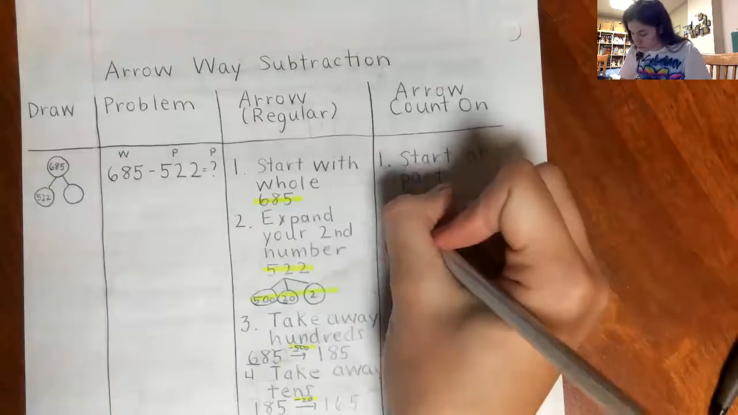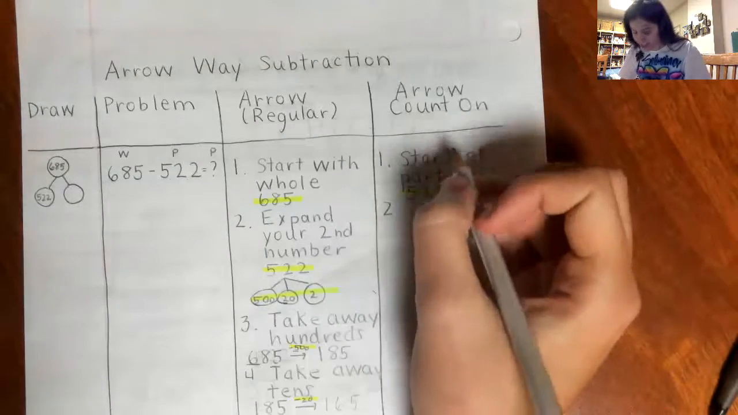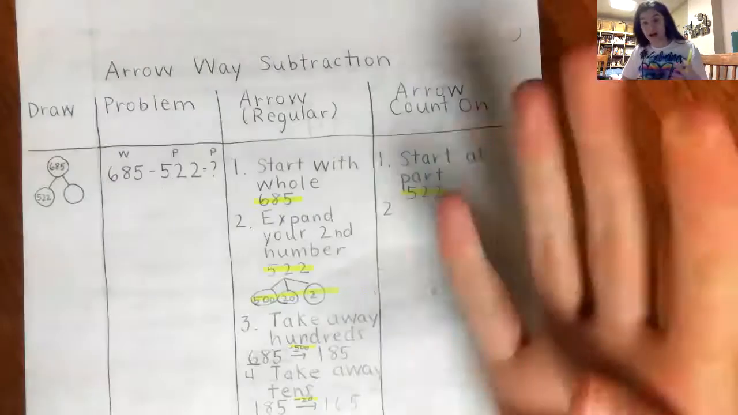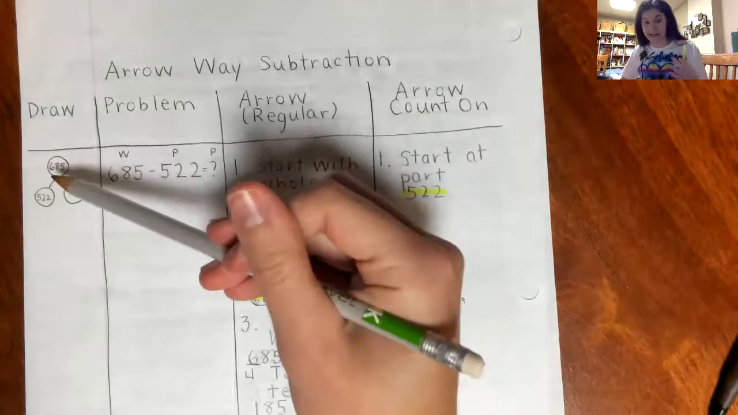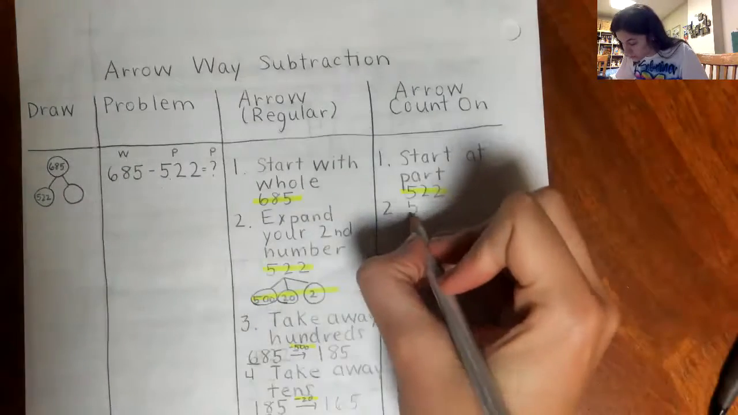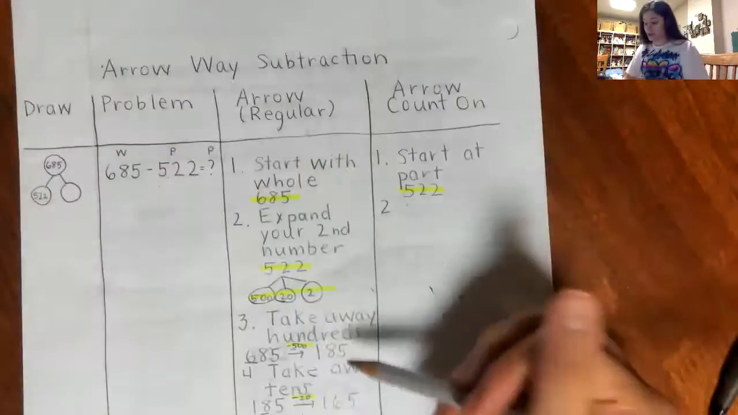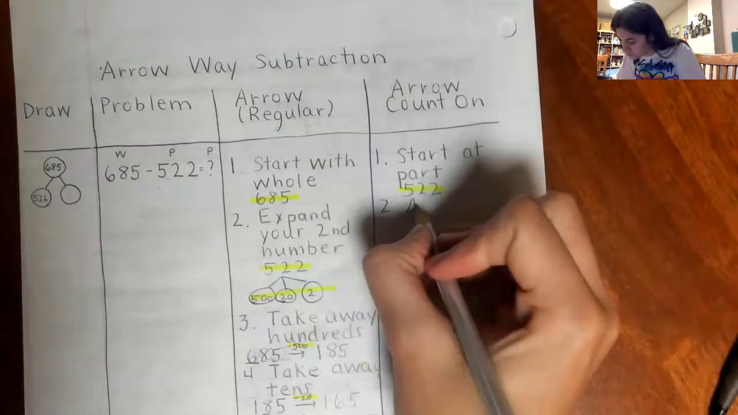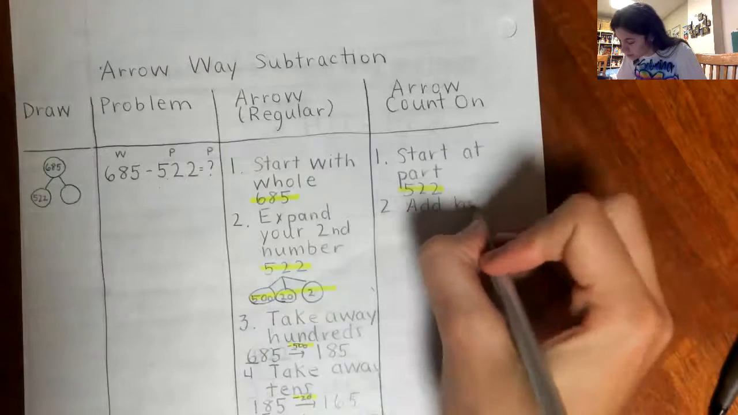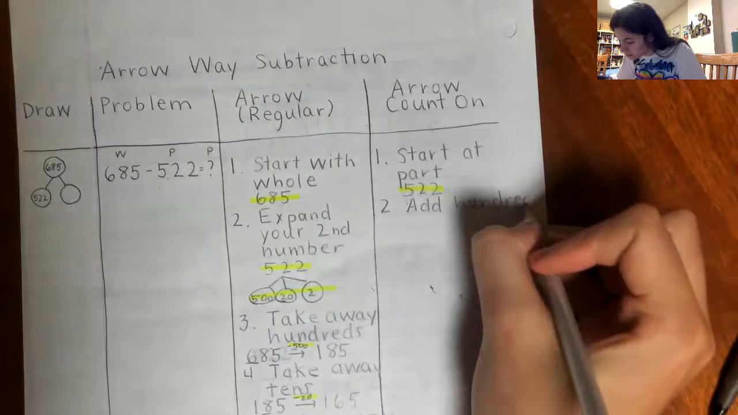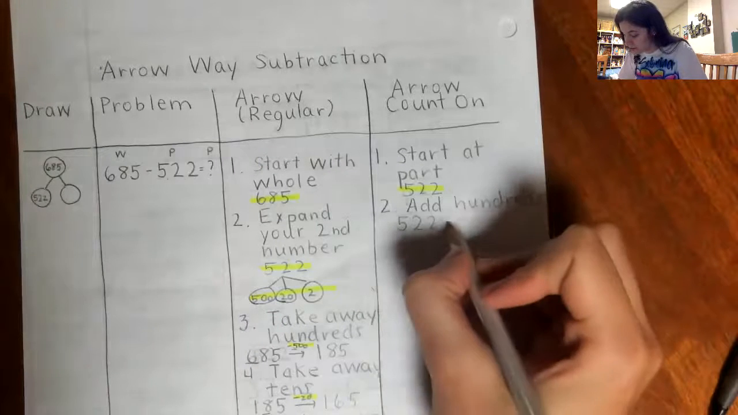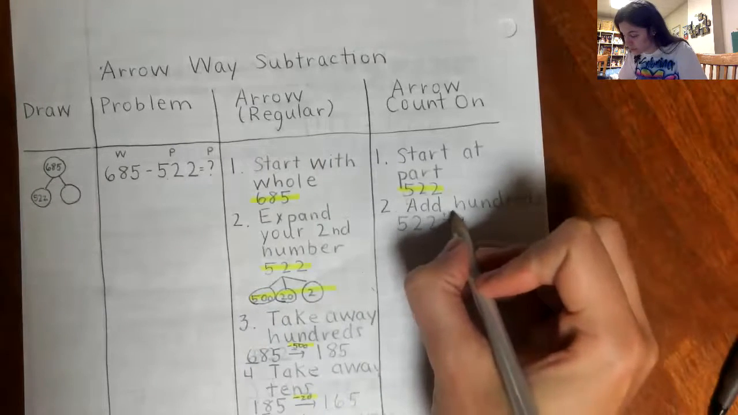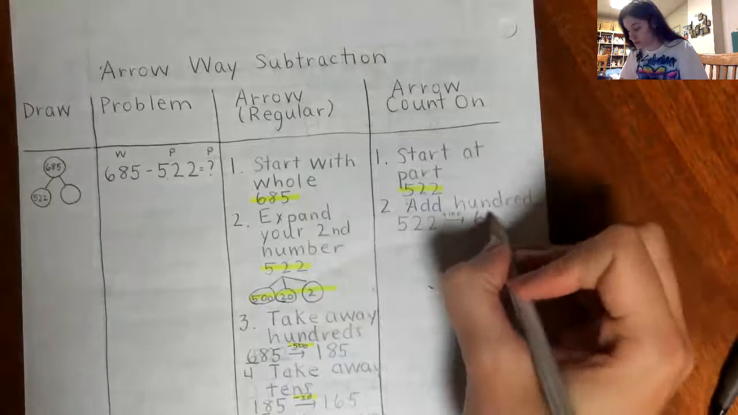Now, step 2 on the counting on arrow way is I'm just going to add on until I get to my whole. Okay, I'm going to try. My goal is to get to 685. So to do that, I'm going to start by adding hundreds. Just like here we took away hundreds, here you're going to add hundreds. All right, and to do that, I'm going to add hundreds without going over. Okay, so I'm going to start with just 100, and that I know is 622.